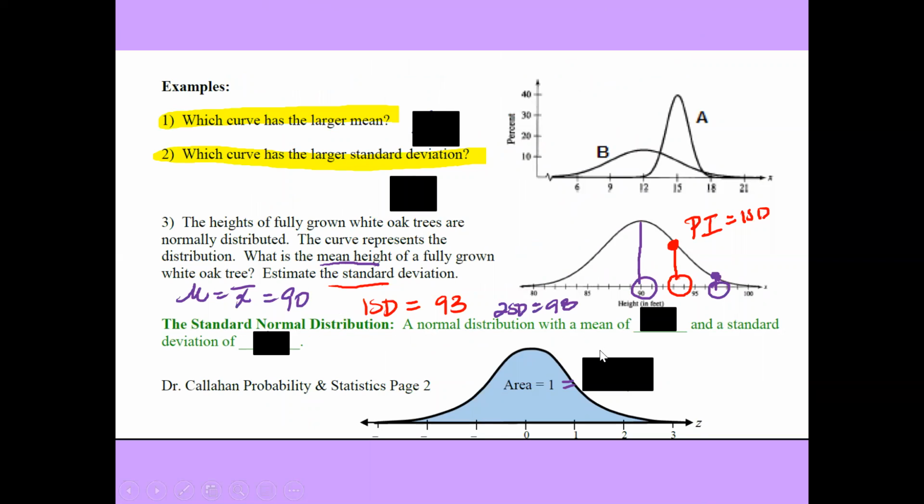Okay, so let's take a look at this. Which curve has a larger mean, A or B? A larger mean, I would say, is A because the mean of A is right here at 15, whereas the mean of B is right here at 12. Which curve has a larger standard deviation? Standard deviation often means the spread. So which graph looks like it's stretched out more? It will be B because it's flatter and it is stretched out further.